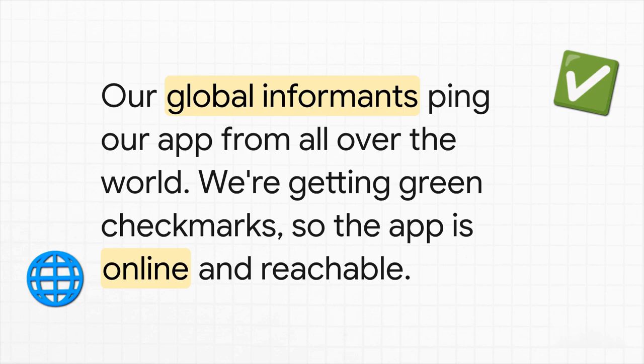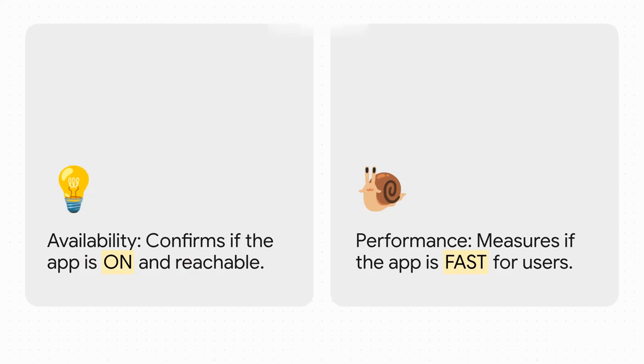It's online and reachable. And this is a super important point. There's a huge difference between availability and performance. Availability just asks, is it on? The lights are on, the door's open. But performance asks, is it fast? Just because the lights are on doesn't mean anything's actually getting done inside. So we're available, but that doesn't mean we're performant.